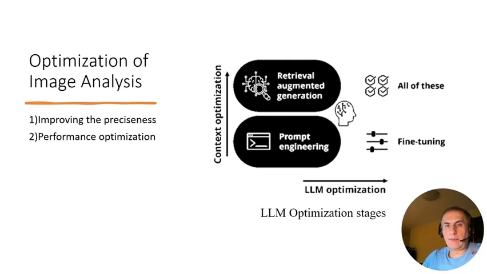Optimization of image analysis has two directions: improving the preciseness and performance optimization. Usually performance improvement has several different stages. First is related to prompt engineering and how we construct the requests against the AI API. After that, reusing of already implemented requests is considered, if we collect these requests using so-called RAG, or Retrieval Augmented Generation. And after that, it is also possible to have fine-tuning of the model.